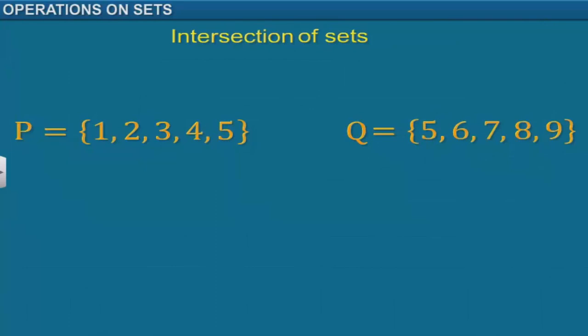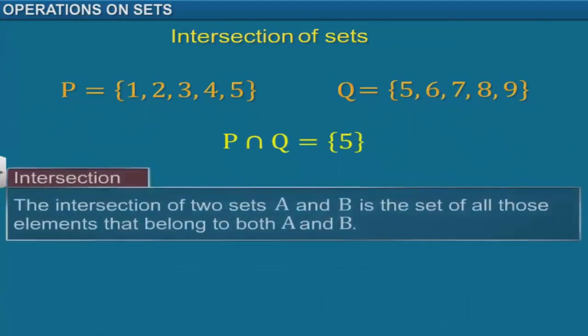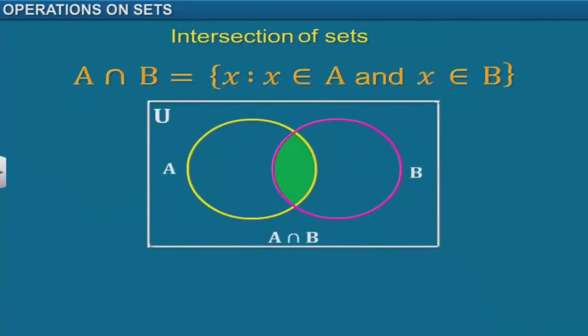The definition of intersection is as follows. The intersection of two sets A and B is the set of all those elements that belong to both A and B. Symbolically, the intersection of sets A and B is represented as shown. The Venn diagram representation of intersection of two sets A and B is as shown. The shaded region represents the common elements belonging to the two sets.